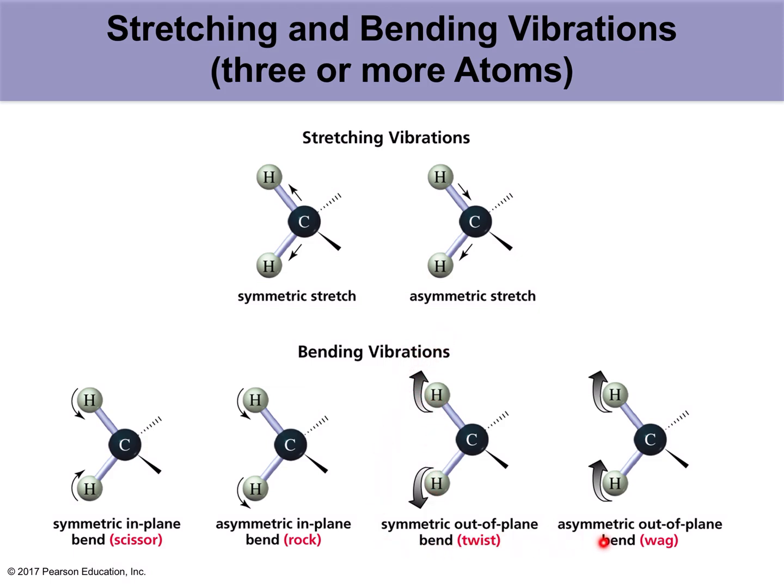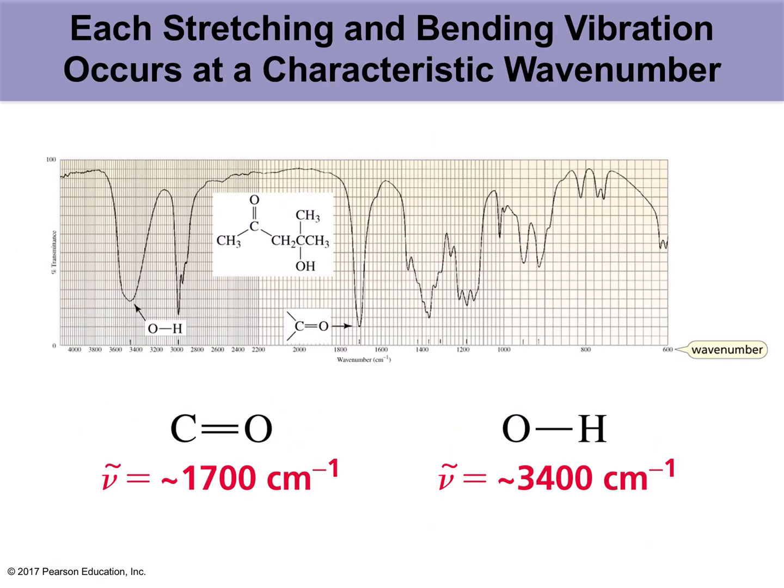And you know what's next? Asymmetric out of plane bend, that's called a wag. Scissor, rock, twist, wag. Okay, so those are bending. But normally stretching needs more energy compared to a bending vibration. So stretching would appear with peaks at a higher energy or a higher frequency region.